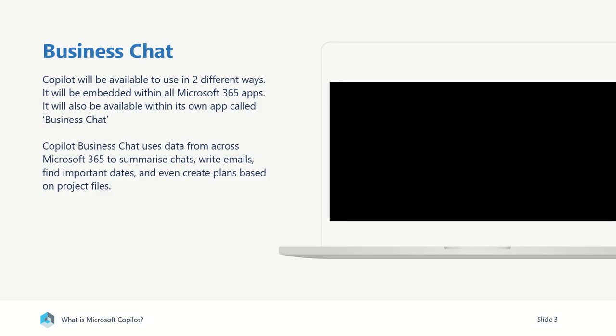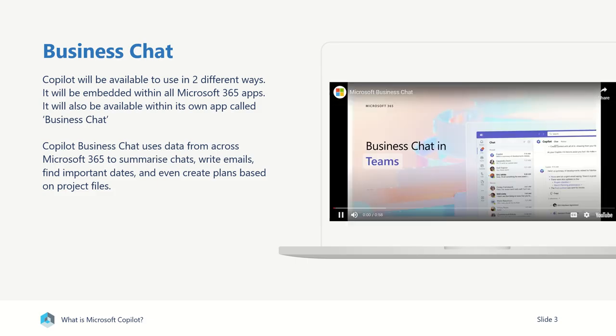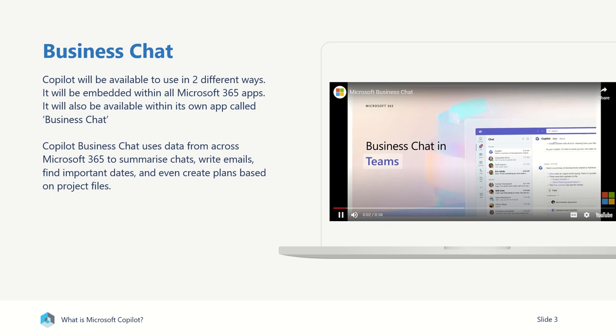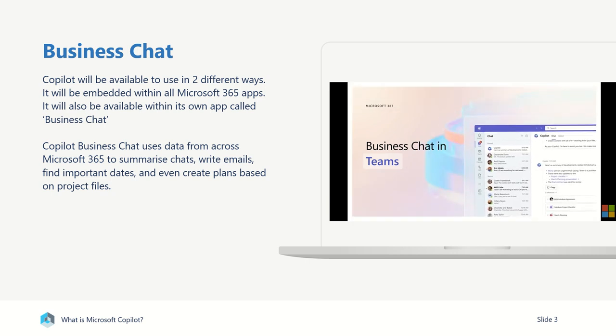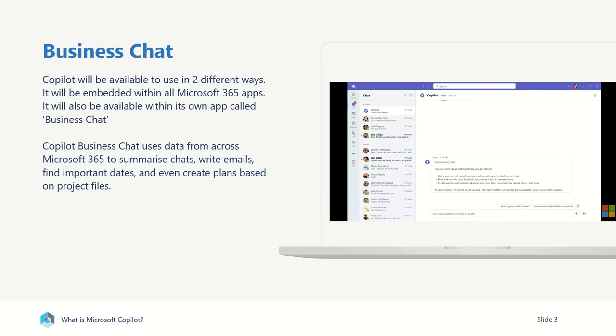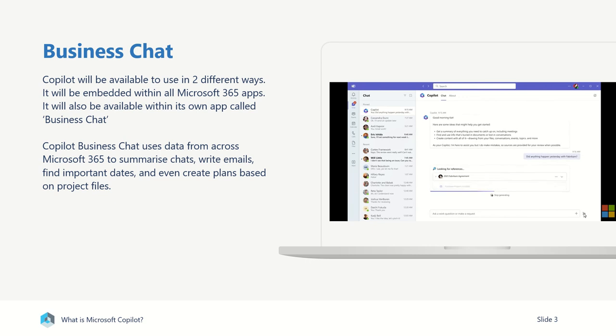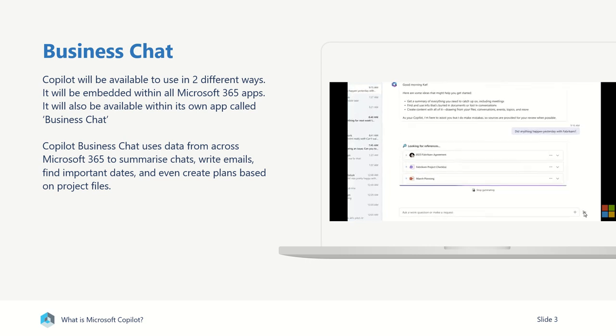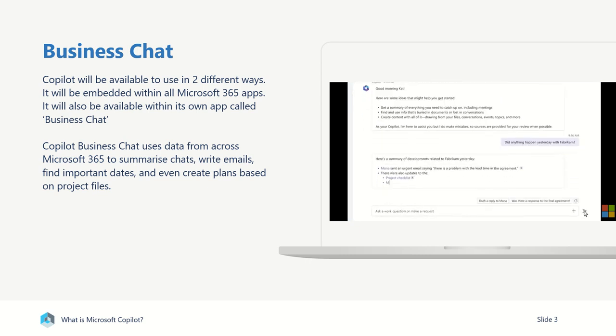So the first is Business Chat. Copilot will be available to use in two different ways. It'll be embedded within all Microsoft 365 apps, but it'll also be available within its own app called Business Chat. So Copilot Business Chat uses data from across Microsoft 365 to summarize chats, write emails, find important dates, and even create plans based on project files.